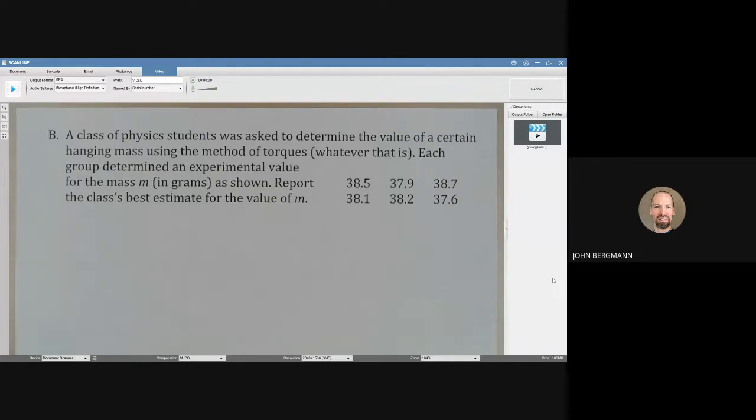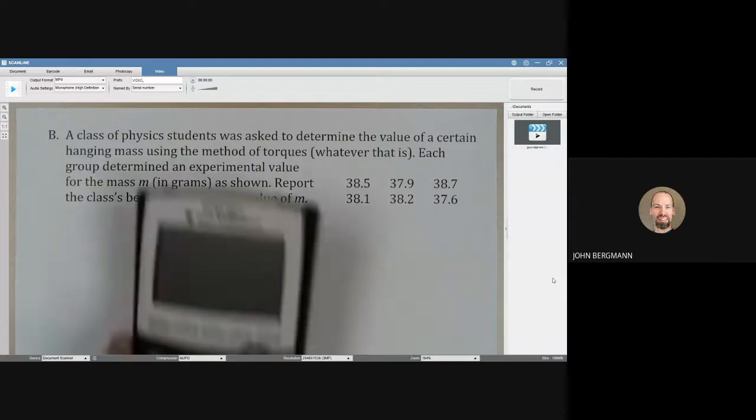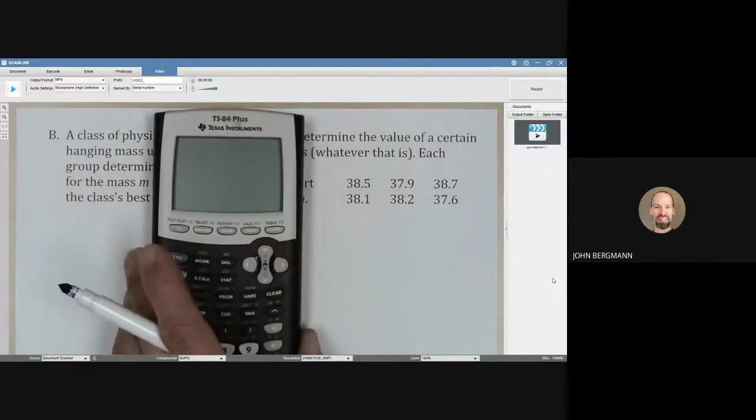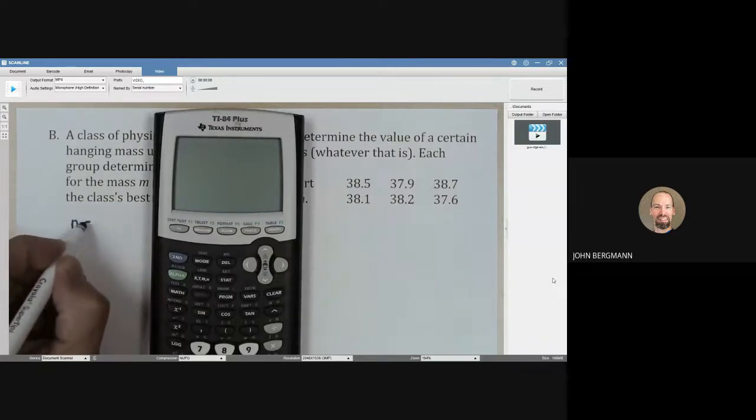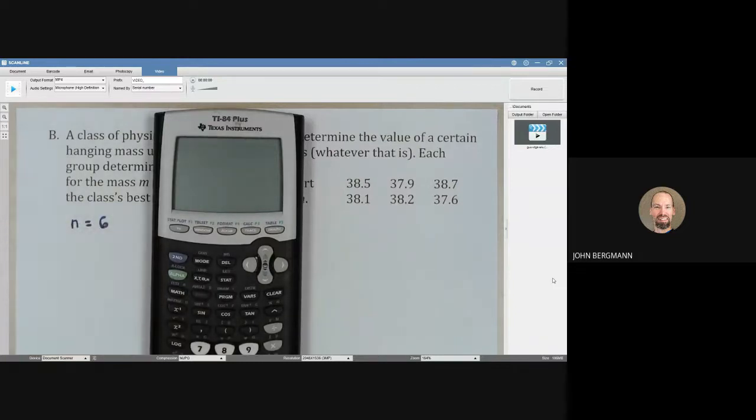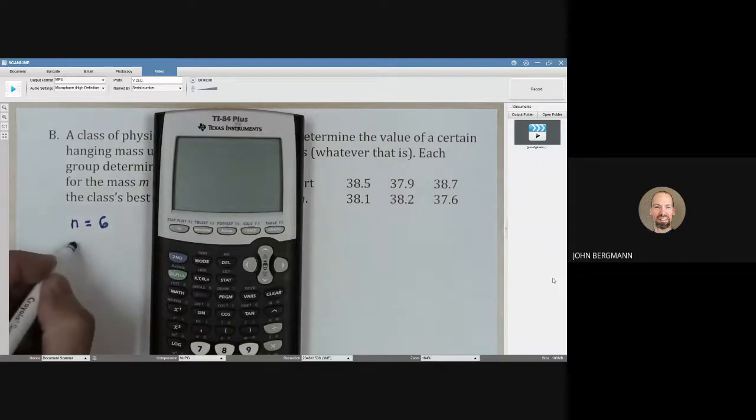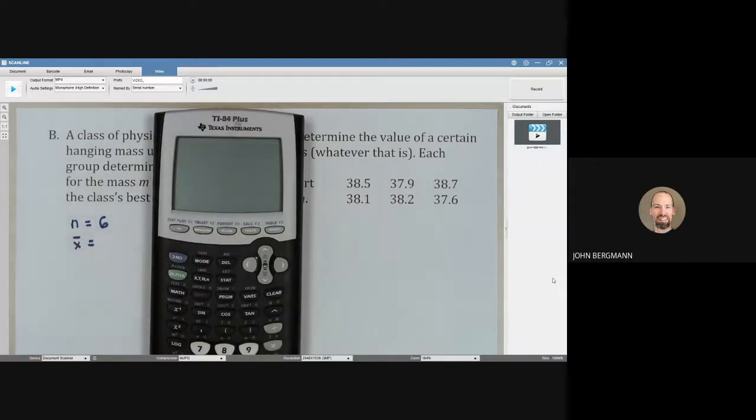So what we're going to do is go into our graphing calculator. First of all, we're going to say that n equals 6. So that's easy. Now we need to find the mean. You could do that pretty easily by just adding these numbers up and dividing by 6, but we need some other things from the calculator, so we might as well just use the calculator to do a good portion of this work for us.